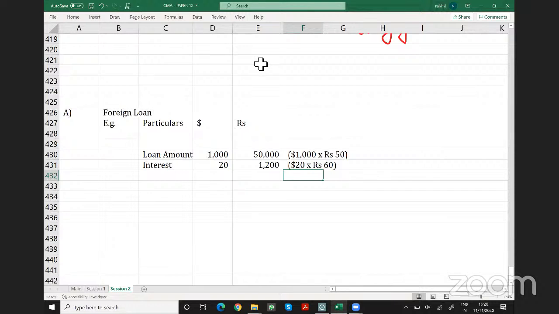Also, we have to repay the loan. You should repay how much? Sir, $1,000 only. I've taken a loan of $1,000, so I will repay $1,000 only, and I pay $20 as the interest also. But at the time of repayment, the exchange rate is 60 rupees. Means if we convert this 1,000 into Indian rupees, I have paid 60,000.